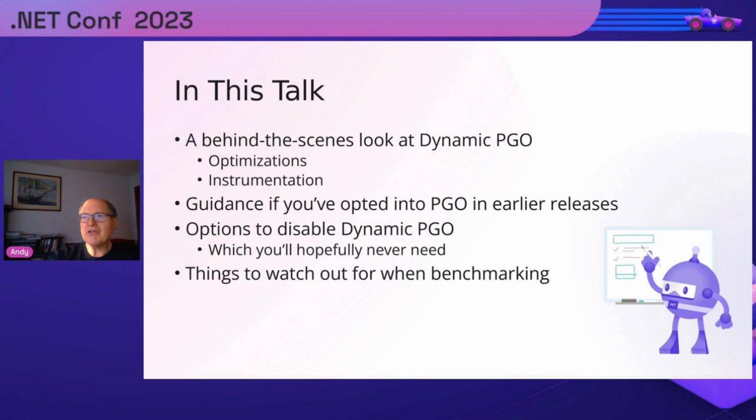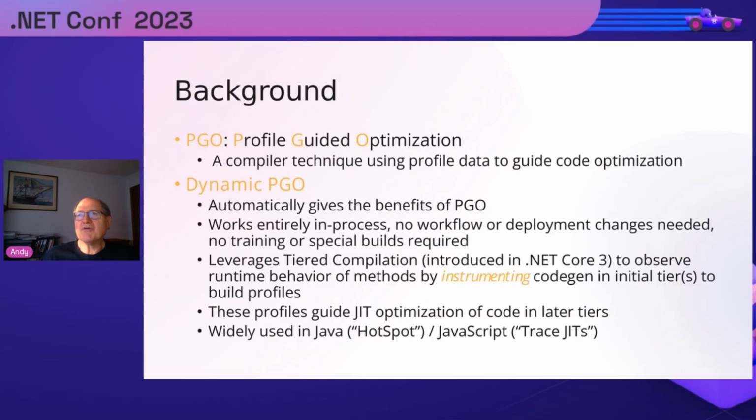As I say, you don't really need to do anything to get it other than to move your application to .NET 8. And if you have already opted into PGO in earlier releases, we'll tell you what to do in .NET 8. If for some reason you need to turn it off, we'll tell you how to do that. And then some things to think about, especially if you do a lot of benchmarking. PGO and benchmarking interact. We generally have, I think, the interactions in a good place, but there are some gotchas to watch for. So what is it that PGO is?